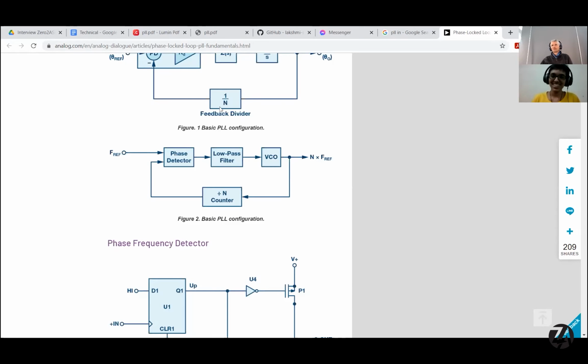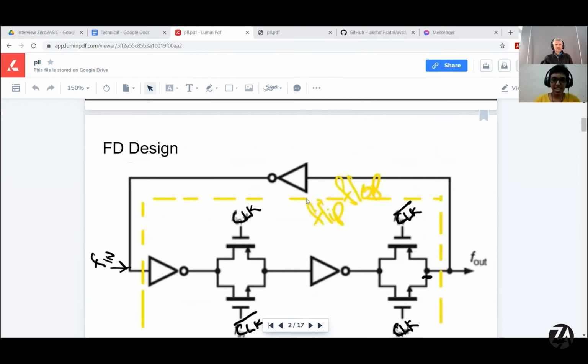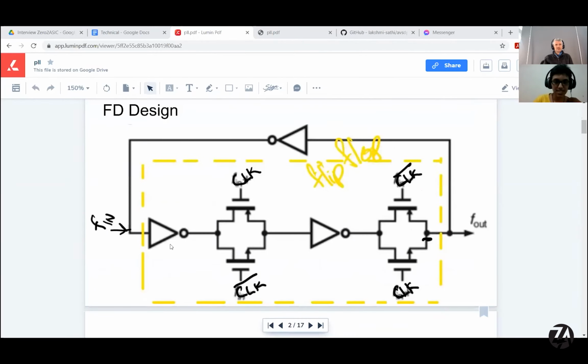Okay, thanks for that. Yeah, this is the FD design. I had marked this is the frequency in, and just for clarity, FD is frequency divider. Yeah, frequency divider design. So okay, you've got a latch there.